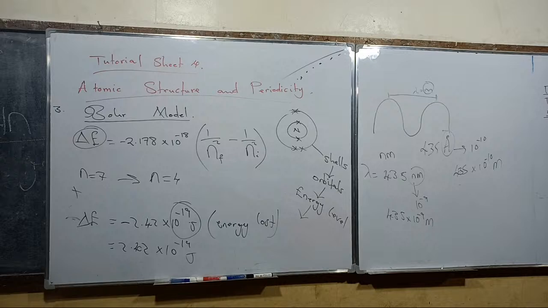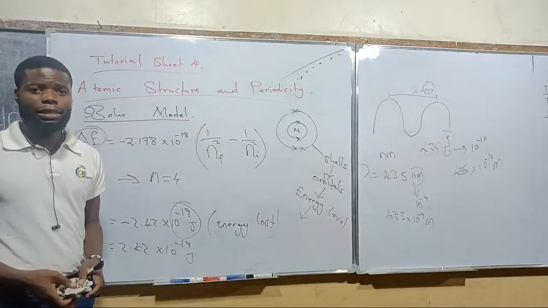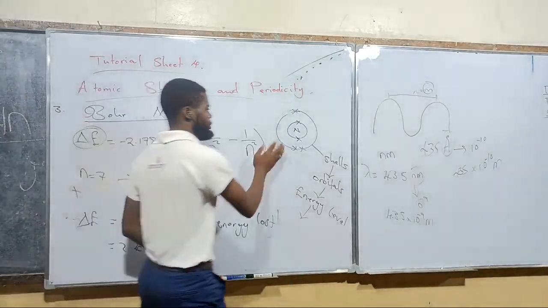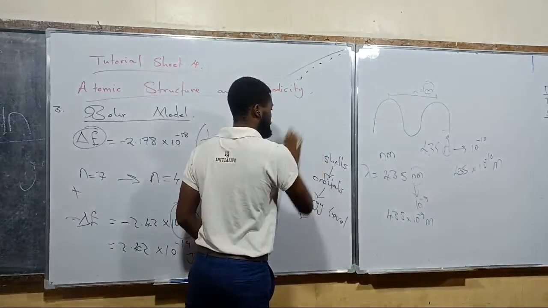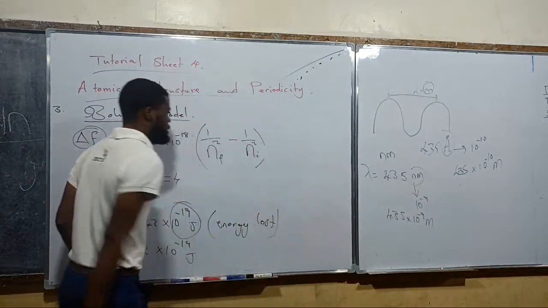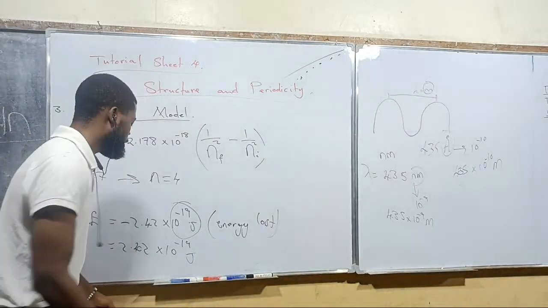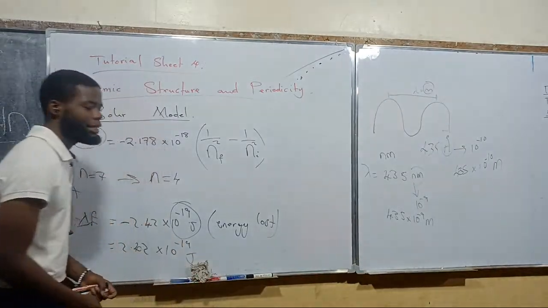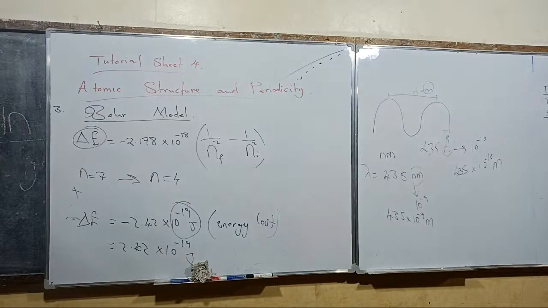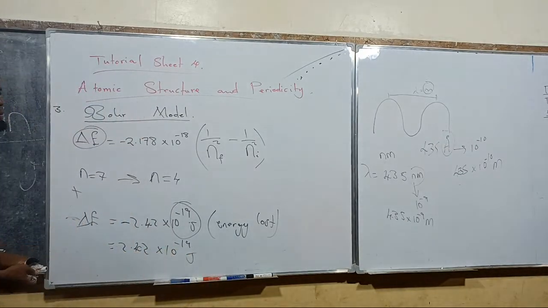And then the other most important stuff that you need to know about this topic is the Heisenberg uncertainty principle. So this is the Bohr model, the first stuff that you need to know. The other stuff is the Heisenberg uncertainty principle, number 4.